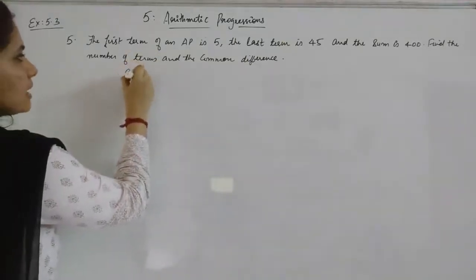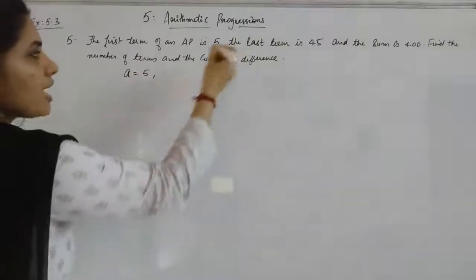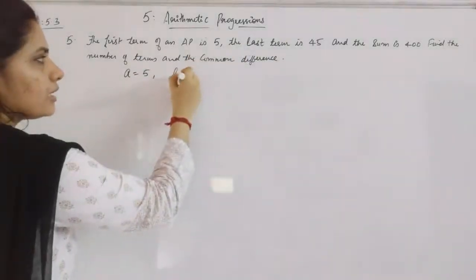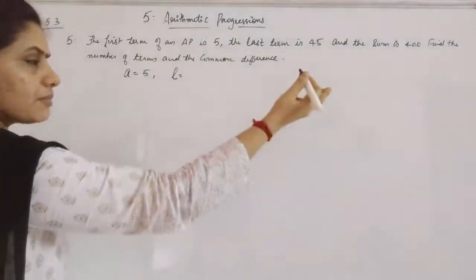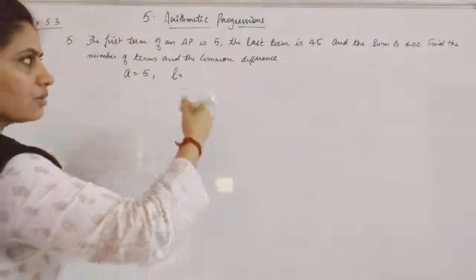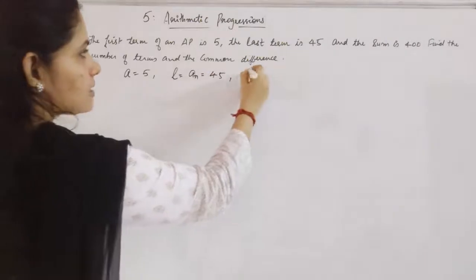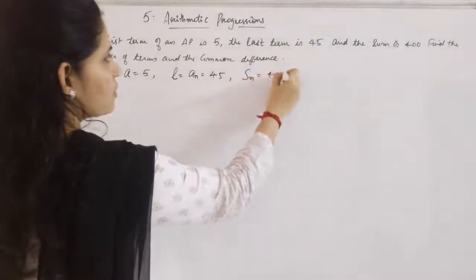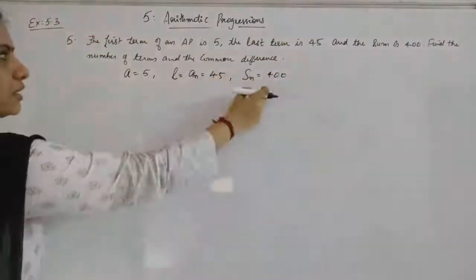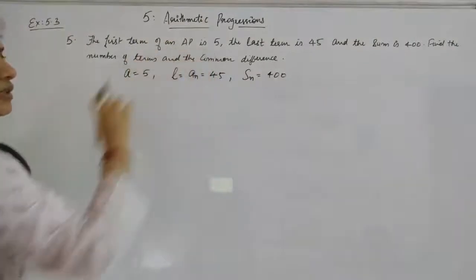First term means we can take it as a is 5. Last term, you can take l, or since the sum is given we have to take it as Sn, so we will write an is equal to 45 and Sn is given to be 400. Okay, these all we will use. These two we will use in order to find out the number of terms and common difference, that is n and d.